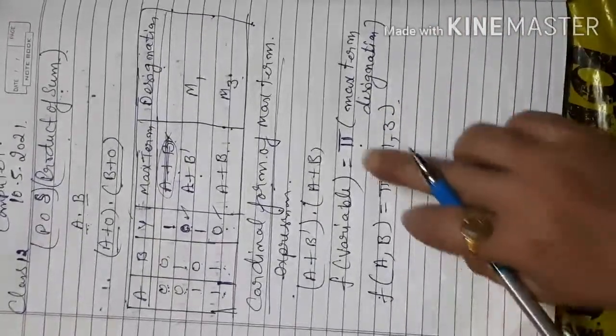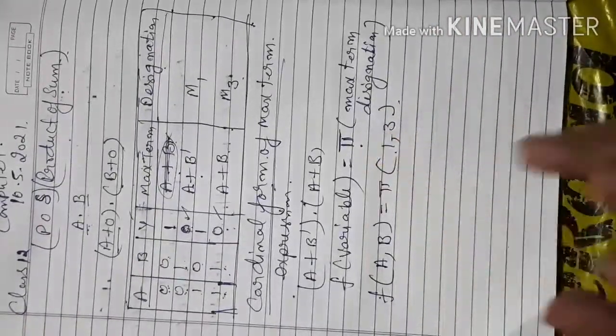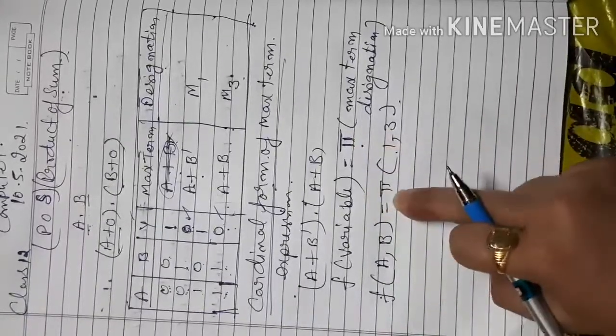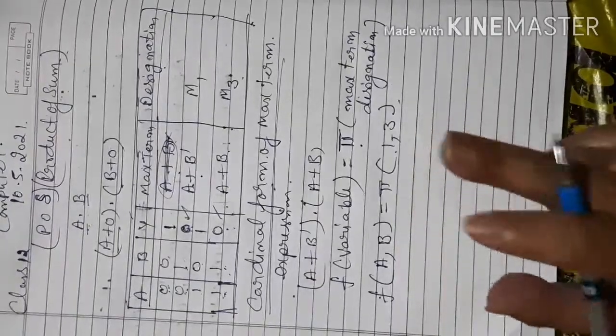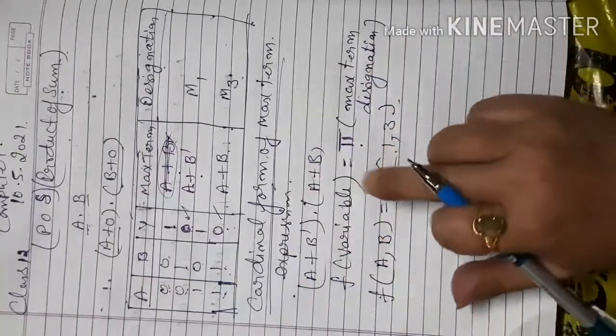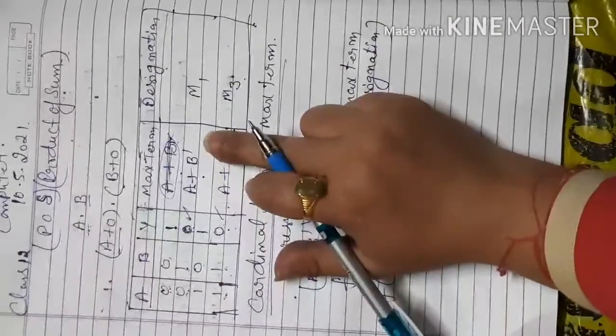Okay, so pi denotes the product. Here pi denotes the product, not 180 degrees. Here pi means you are going to multiply the terms. Sum means you are going to add the terms. So this is the canonical form. This is my expression written.